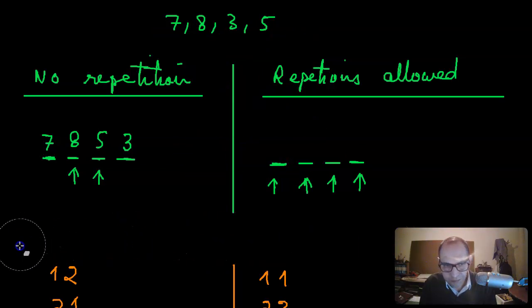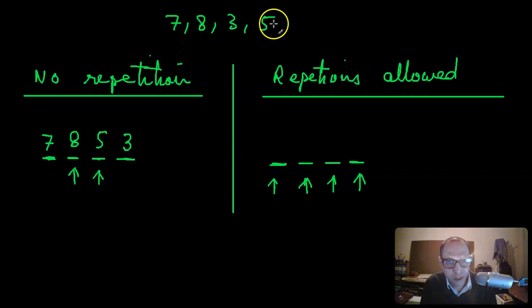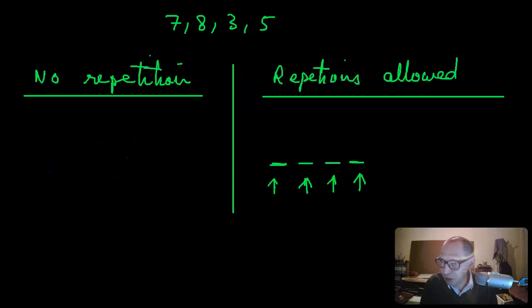So let's say that I give you these four digits, 7, 8, 3, and 5, and I ask you to make as many four-digit numbers as possible, but no repetitions, right? There are no repetitions here. So how do you calculate it? Since you cannot repeat anything, you have four place values. Suppose that you choose any one of these digits over here. That means that there are four ways that you can choose a digit for this place value, right?